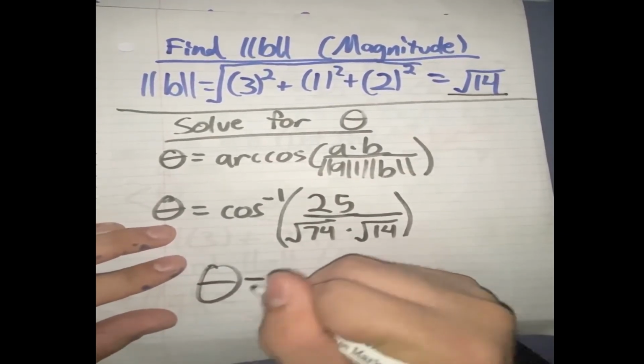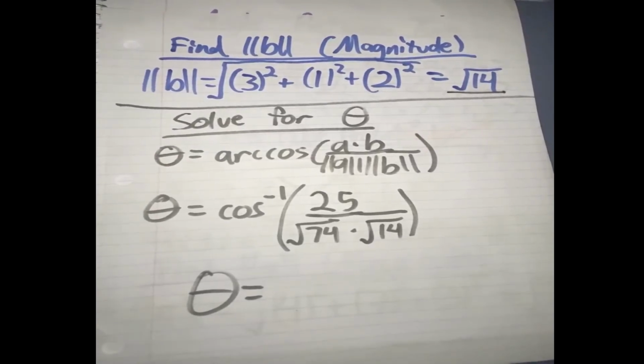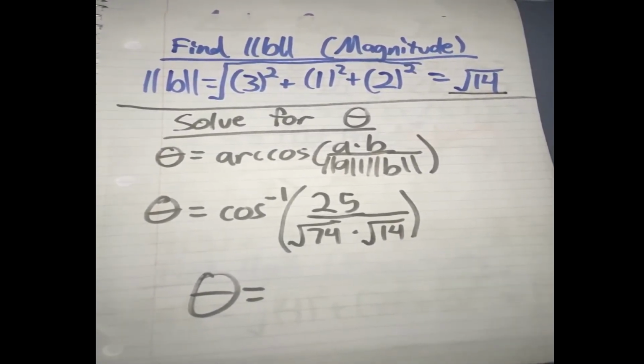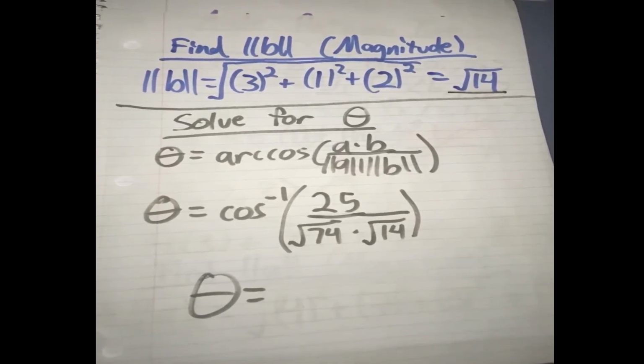And then the next step would be to just plug this in your calculator, and whatever value you get, make sure you're in degree mode and not radian mode. You will get the angle. So I'm going to plug it in real quick. 74 square root times 14 square root. Okay, so I got an angle of 39.04.